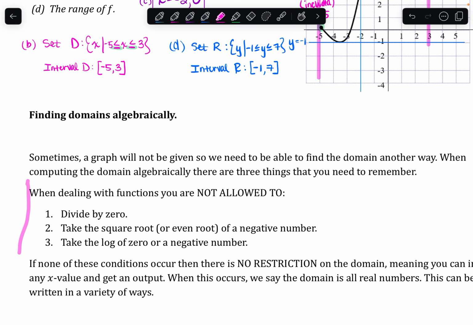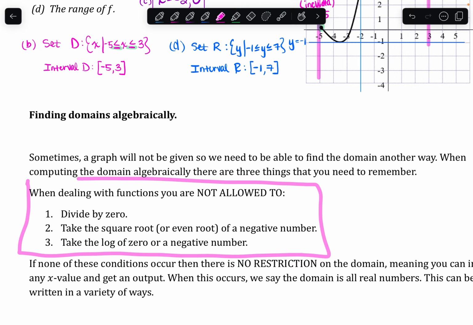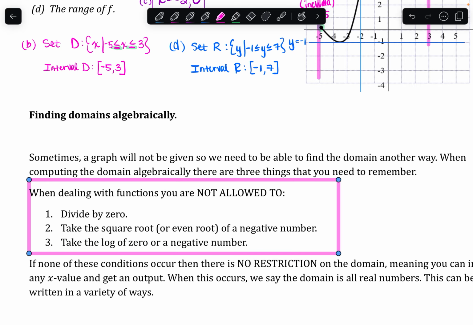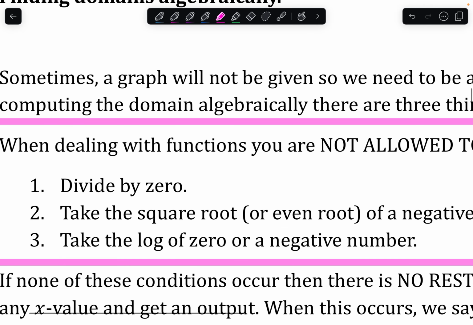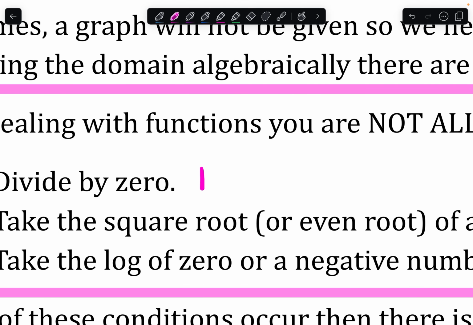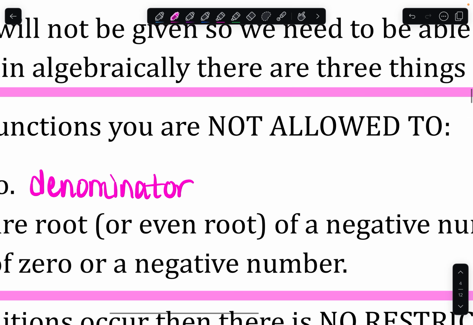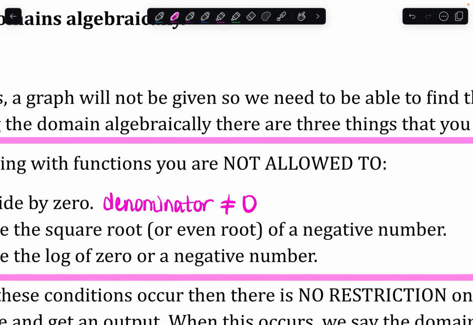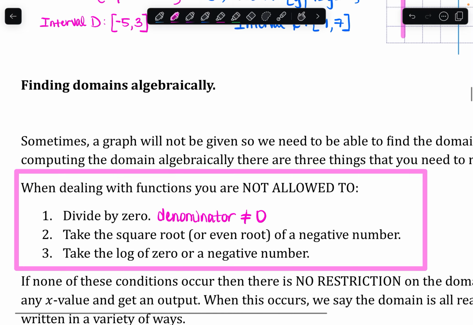There are 3 things that you are not allowed to do. Okay? You are not allowed to divide by 0. So if we cannot divide by 0, what that translates to is that division means we have a denominator, and a denominator is not allowed to equal 0. When something's not allowed to equal, we just do an equal sign with a slash. So a denominator is not allowed to equal 0. That's going to be the most common one that we deal with.